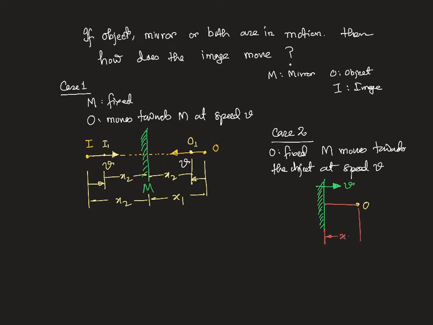You can do it like this: x, then correspondingly this is the image I, which is also at the same distance x. Now move the mirror by a distance, say d, then you can locate the image. So that is case 1, case 2.